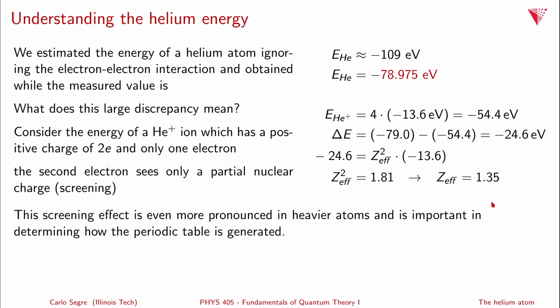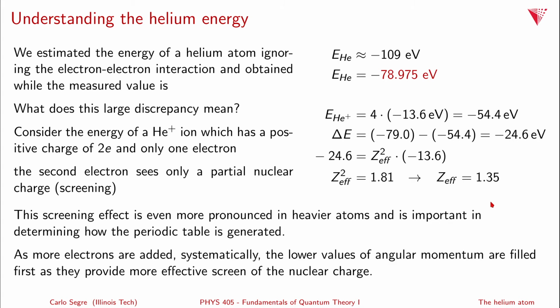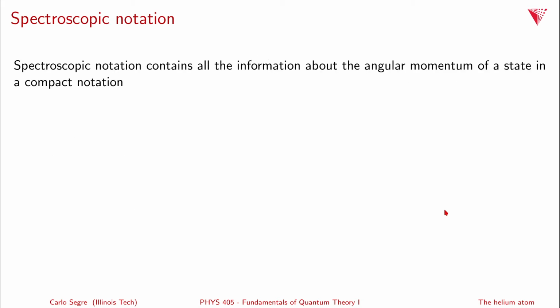So the screening effect gets even more pronounced in heavier atoms, and it's important in determining how the periodic table is generated. As you get more and more electrons, systematically the lower values of angular momentum are filled first, and they provide a more effective screening of the nuclear charge. And then we can build up the entire periodic table.